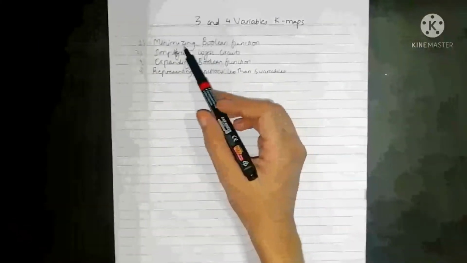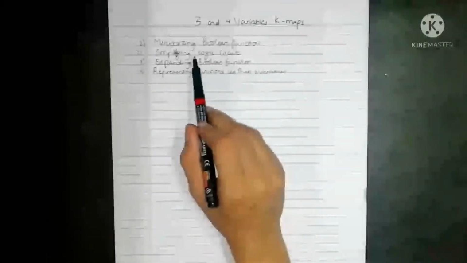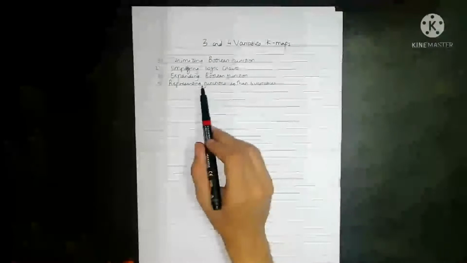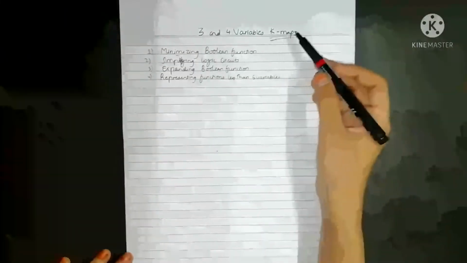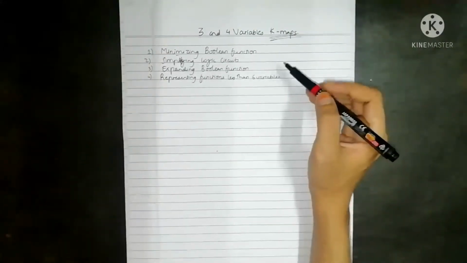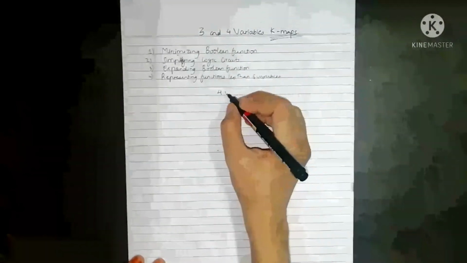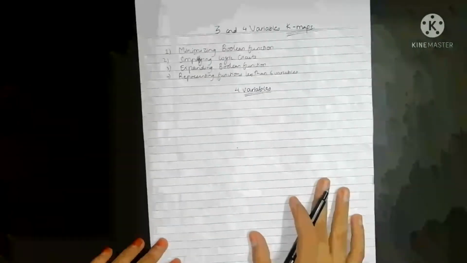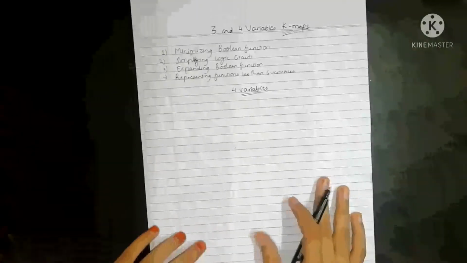So its advantages are, it is used in minimizing a Boolean function, for simplifying any logic circuits, in expanding Boolean function, and for representation of functions having less than 6 variables. Now the only drawback of this K-map is when it exceeds more than 6 variables, then it becomes difficult to handle. But luckily in our syllabus we only have to deal with 4 variables K-map. So without wasting time, let's see how 3 variables and 4 variables K-map can be constructed.